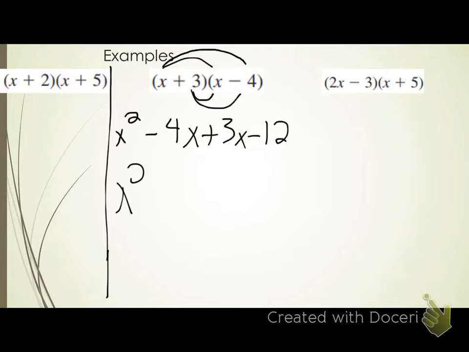Yep. Combining like terms. What's negative 4x plus 3x? Negative 1x, or negative x. So I get x squared minus x minus 12. Do I have any other like terms? No.